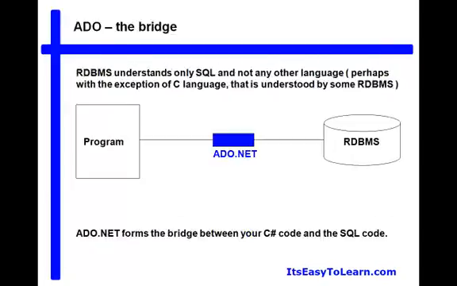In our programs, we think in terms of objects, and in an RDBMS, data is stored in the form of tables, as rows and columns inside a table. We need someone who could bridge the gap between our objects and the SQL in the RDBMS. And that is what ADO.NET provides. ADO.NET forms a bridge between the C# code and the SQL code.